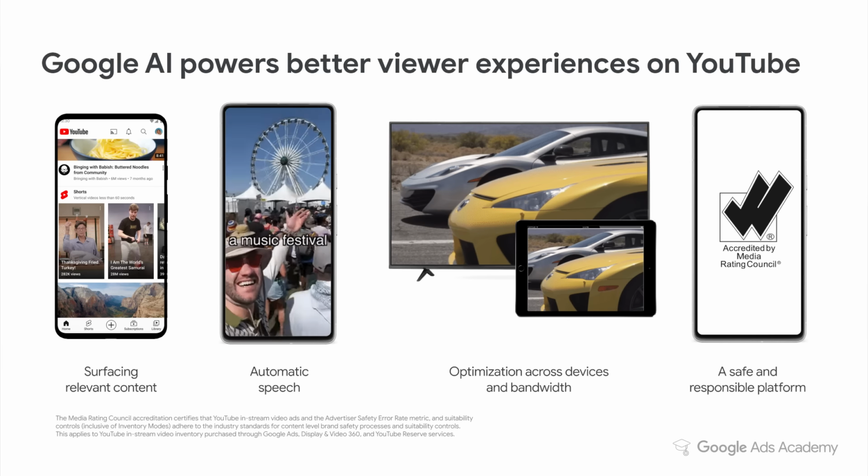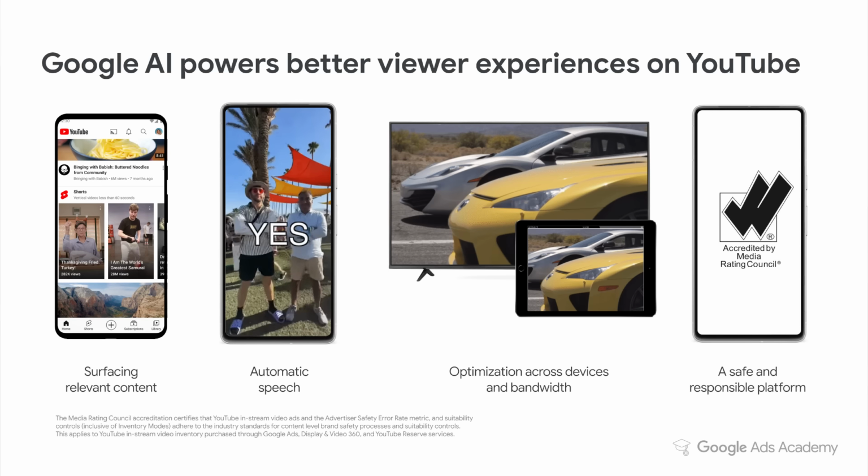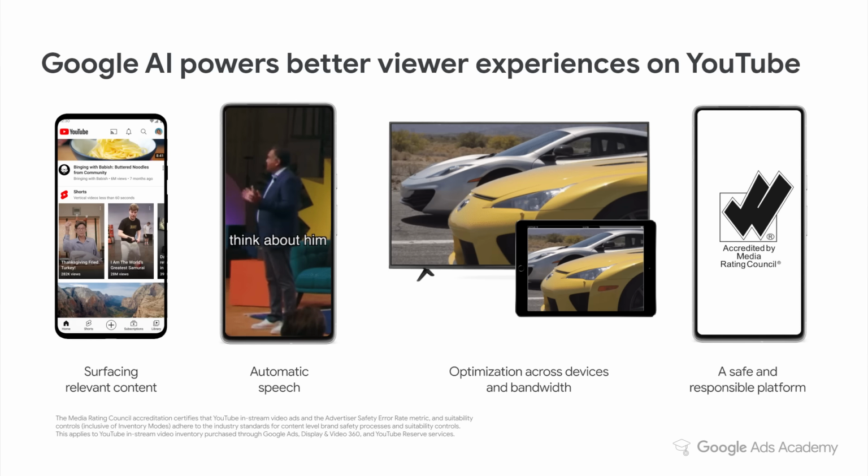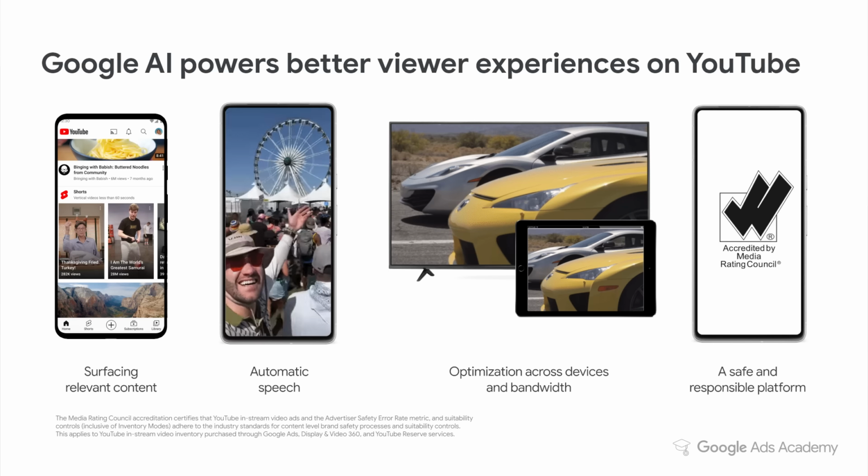Google AI makes video more accessible. We first launched automatic captions on YouTube back in 2009, and now use automatic speech recognition to add captions to videos in 16 languages. Google AI optimizes people's viewing experiences based on their device, viewing preferences, and bandwidth.